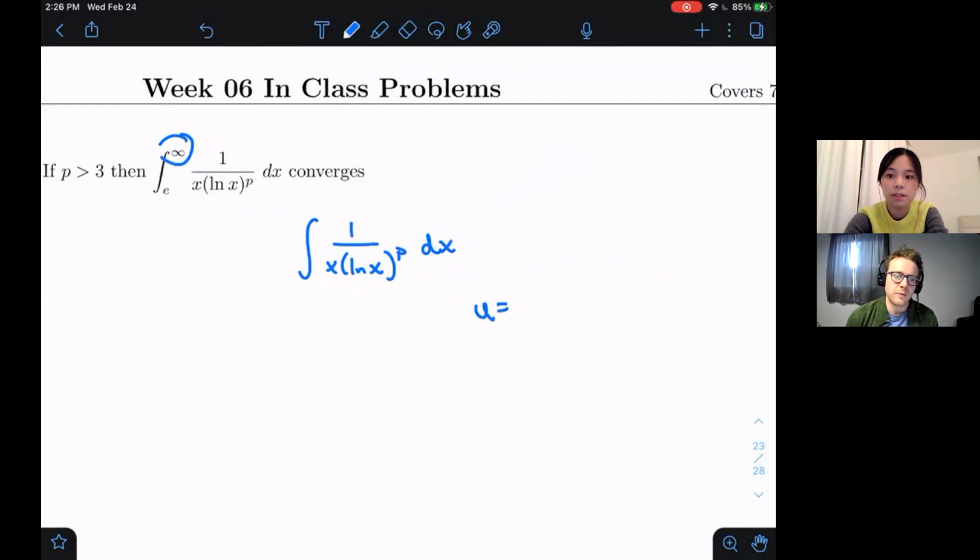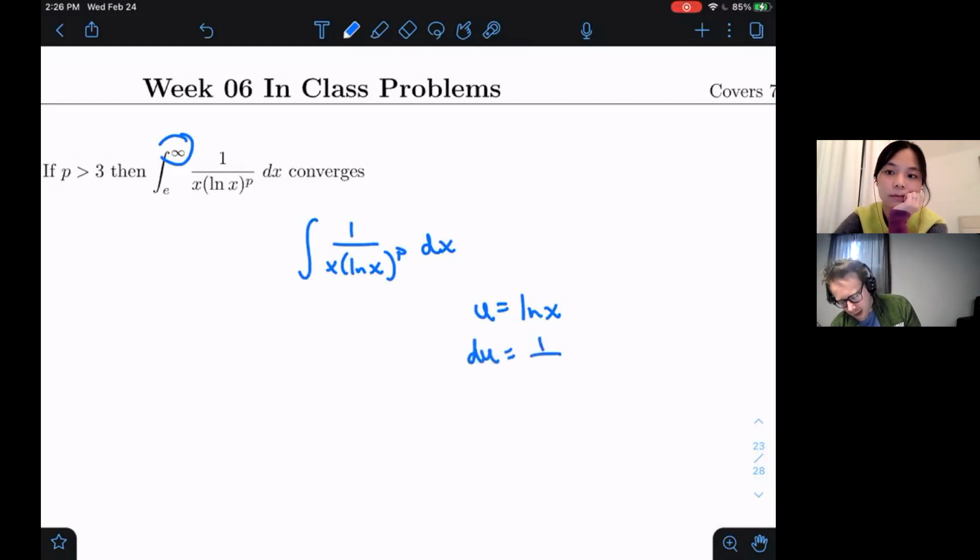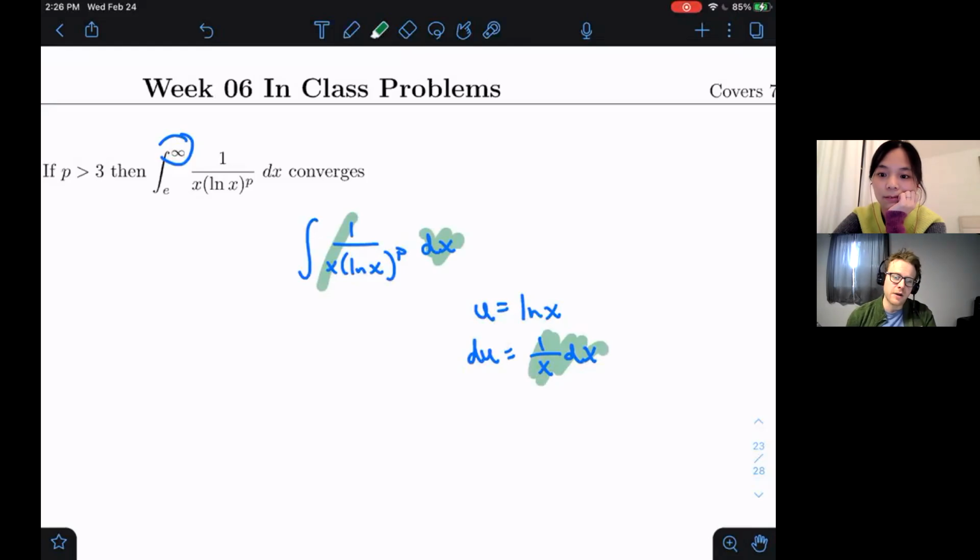If you choose u to be an inside function, like we saw it works out quite often, we would probably choose u equal to the natural log of x, because it's inside of this raised to the pth power sort of deal. If we take the derivative, maybe you can see why the u-substitution is going to work out so well: you have this 1 over x dx hanging around the problem. We see a copy of our du hanging around the problem.